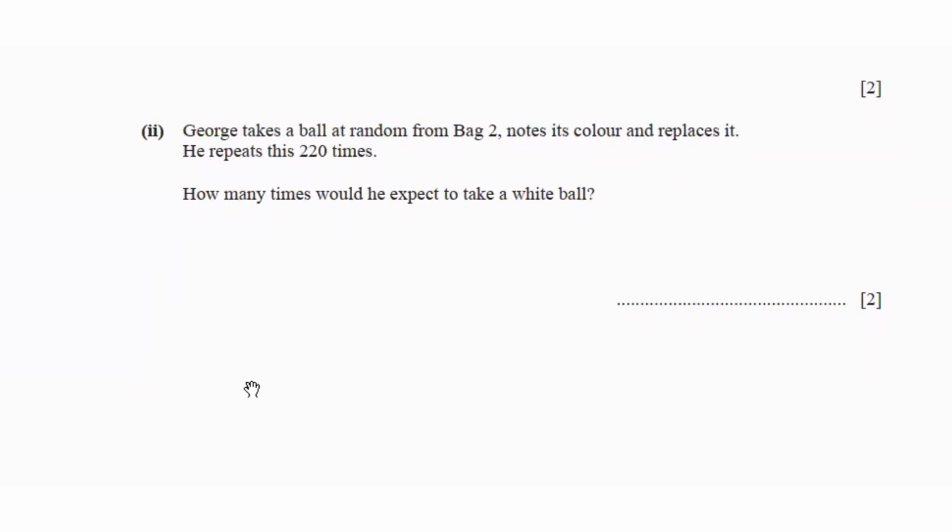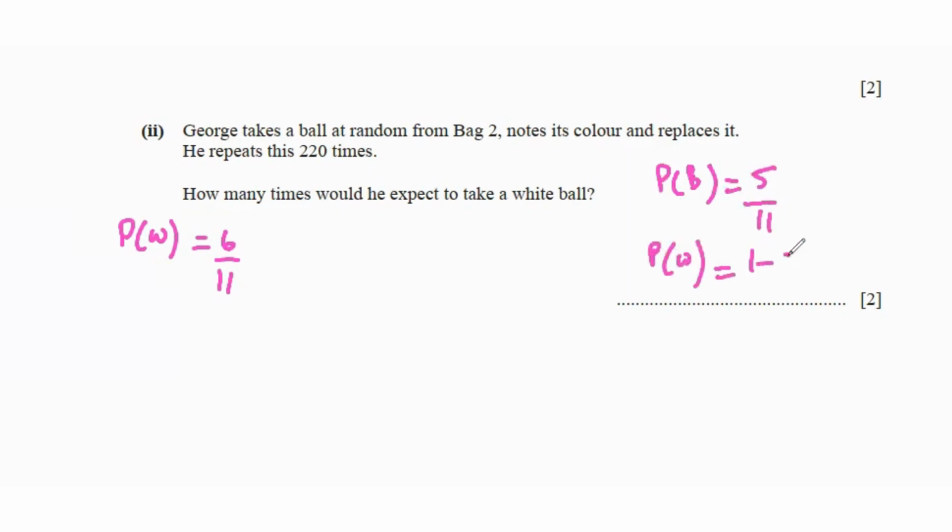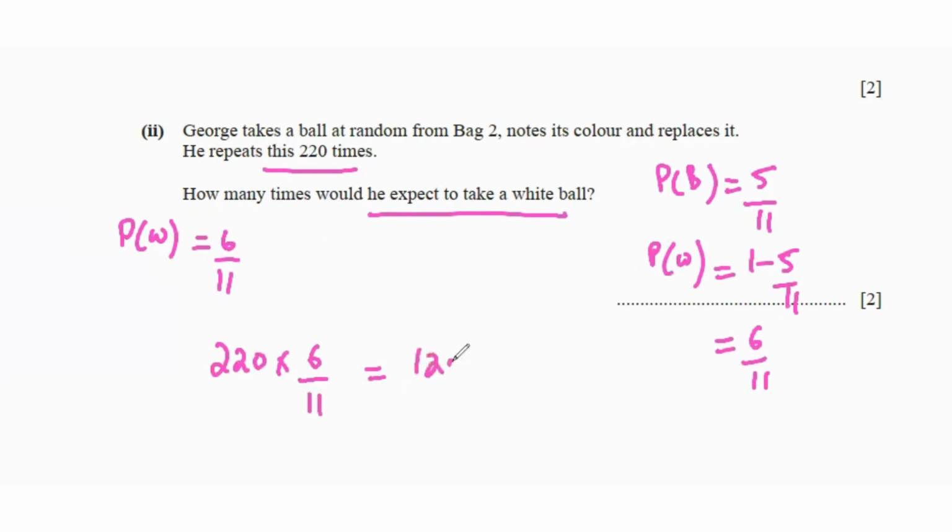George takes a ball at random from bag 2, notes its color and replaces it. Repeats this 220 times. How many times would you expect to get a white ball? So in the second bag, the probability of white balls was 6/11, because if the probability of black balls is 5/11, probability of white would be 1 minus 5/11, which is 6/11. So how many times would you expect to take a white ball if he repeats this 220 times? You multiply 220 with 6/11, and that gives us 120.